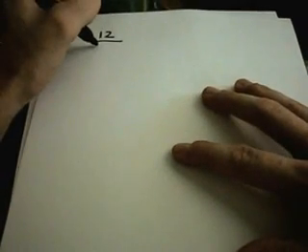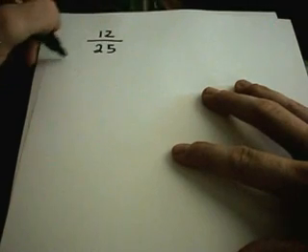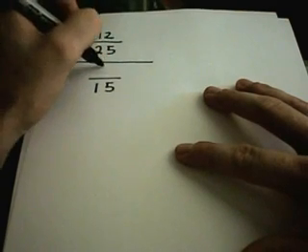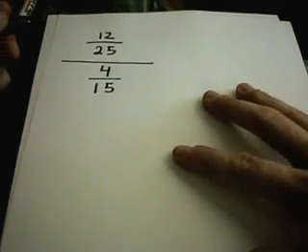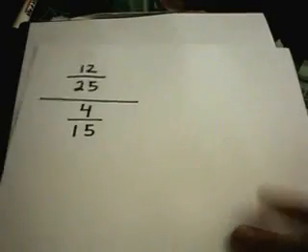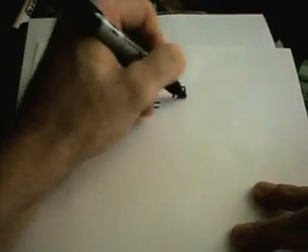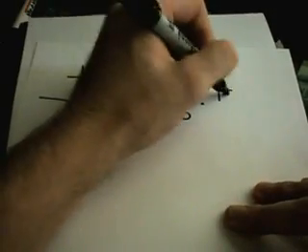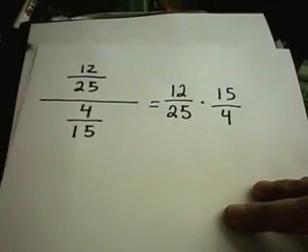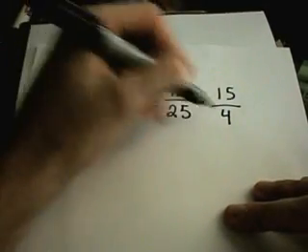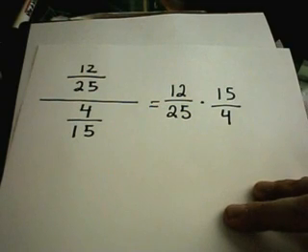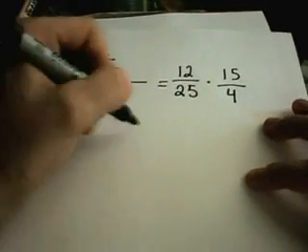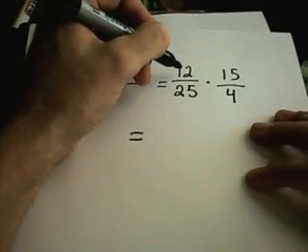Suppose I have 12 over, let's make it 25, and suppose then I have, let's make it 4 over 15. So if I want to divide these, again, I can just leave the top fraction alone, 12 over 25, and then I'll multiply that by the flip of the denominator, so 15 divided by 4. I could start multiplying straight across the top and the bottom, and then I would have to start reducing that fraction. So an easier thing to do typically is to factor it out at the very beginning.